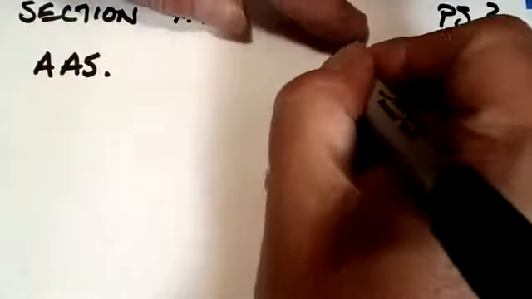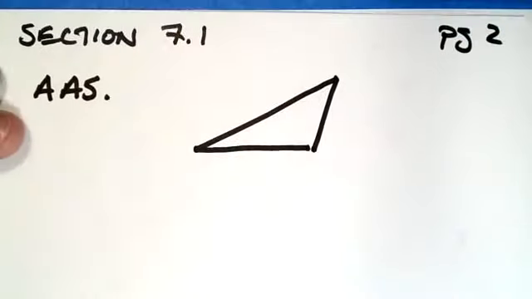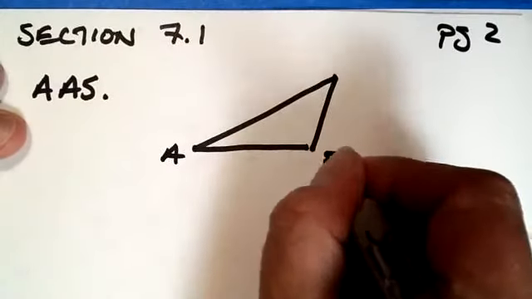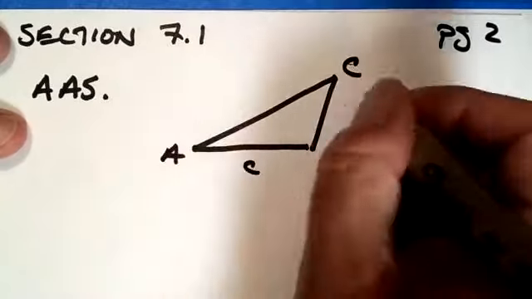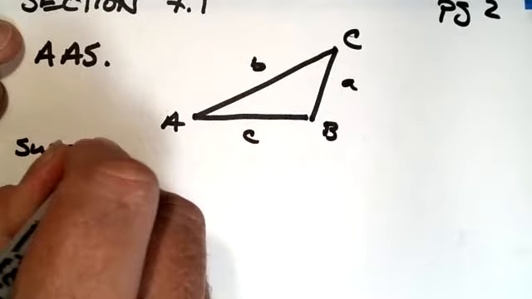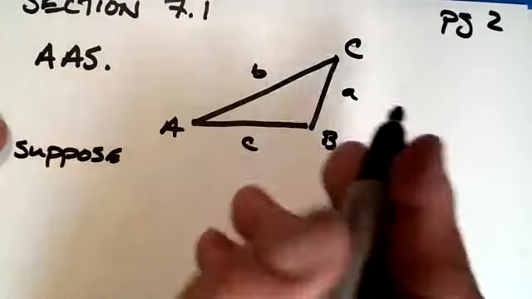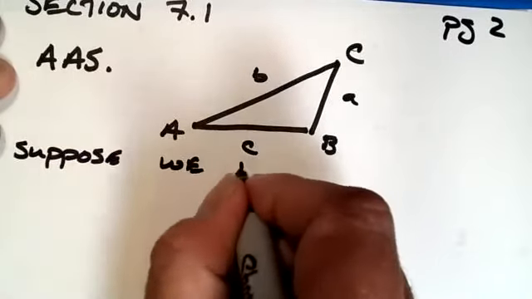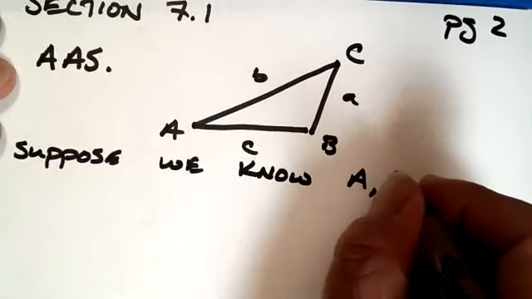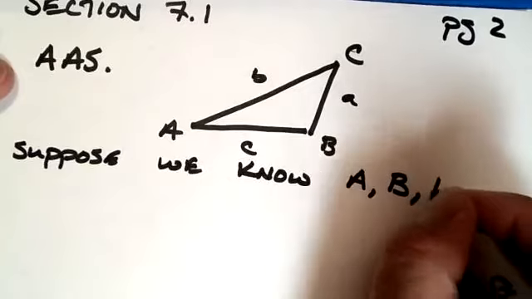So consider this, maybe we'll use an obtuse triangle now. Let's again give it some labels. How about A, B, C, little a, little b. So in order to do angle, angle, side, I need two angles. Let's suppose we know angle A and B, and then we need one side that's not included. So how about B, little b?